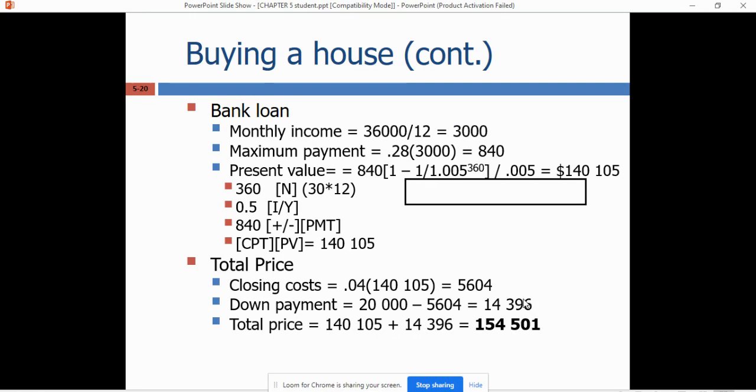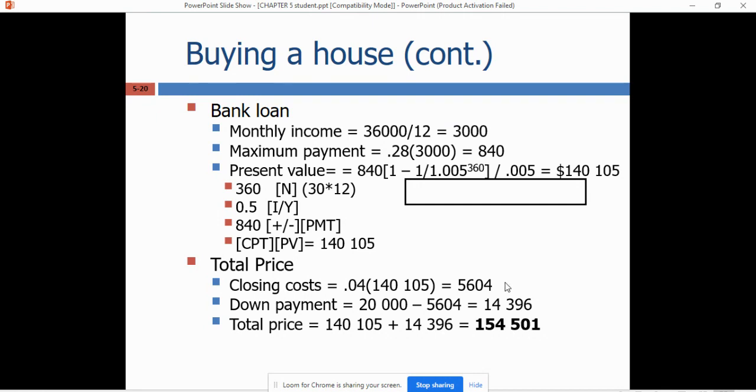So class, why are we talking about the down payment? Because if you want to buy a house, you won't get a 100% bank loan. Of course, there are some schemes out there, but most of the time you need to put down a payment, usually 10%. So the loan value plus the down payment is the total price, the total value of your house, which is 154,501. So that is answering both questions: what is the bank loan value and what is the total price of the house?